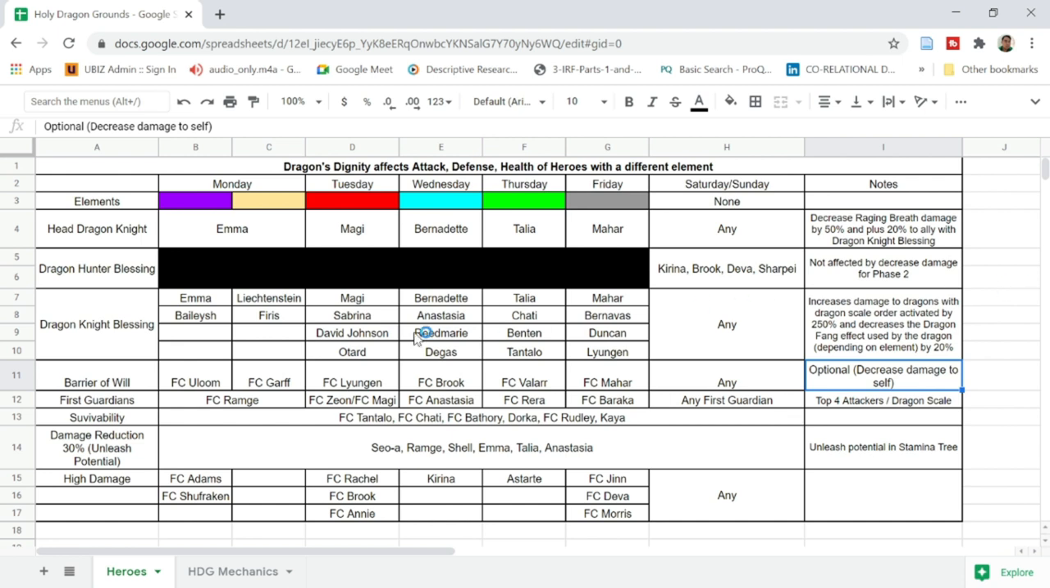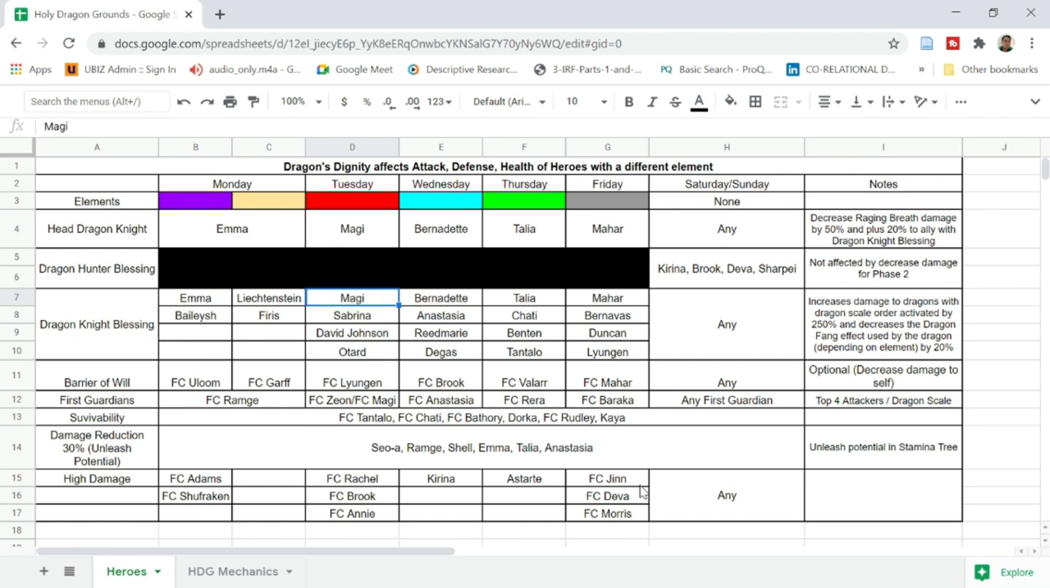For example, for Maggie, if you want this one to take effect, you should bring her on Fire Day, which is a Tuesday. If you bring her on other days, there's no decrease in the Dragon Fang effect used by the dragon. So again, they should be used on the day of their element.